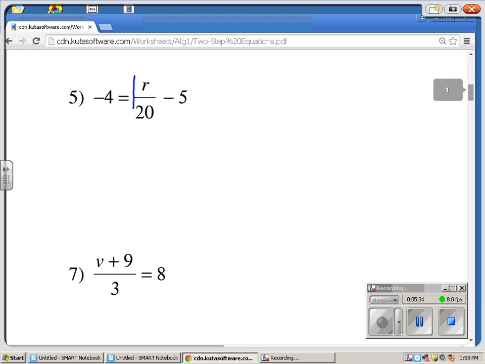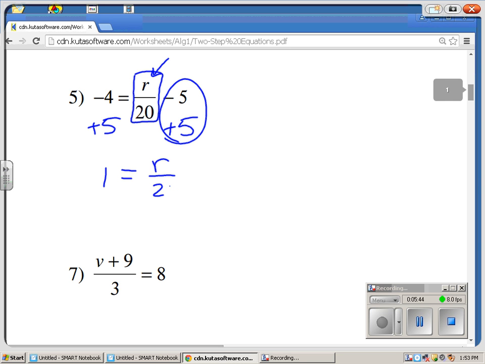In number 5, I'm working on isolating that r variable. So I'm going to add 5 to both sides. I get positive 1 is equal to, and I'm only left with r divided by 20. The final step that I'm going to take here is I'm going to multiply both sides by 20 because the r is separated from the 20 by division, so the inverse operation is multiplication.